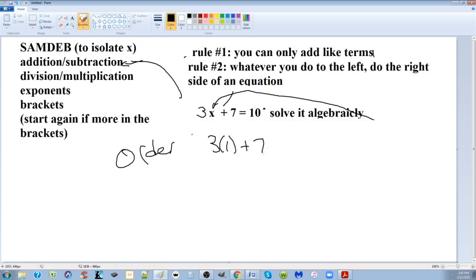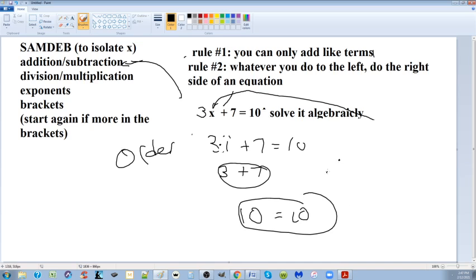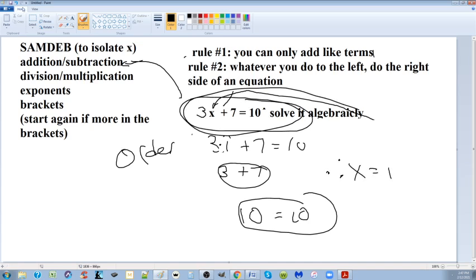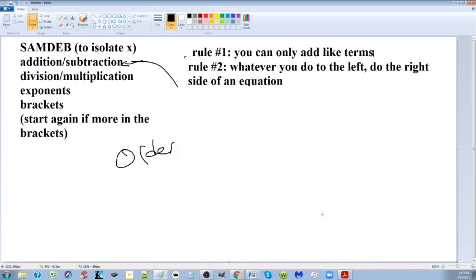plus 7. And order of operations says brackets first. Okay, well, it's 3 times 1. Okay. Exponents, there's none. Any multiplying division? Yeah, it's 3 times 1, which is 3. Okay, next, order of operations, add 10. Does my left side equal my right side? Yes. Therefore, it's true. X must equal to 1 for this to be true. That is algebra. What happens when it gets more complicated?